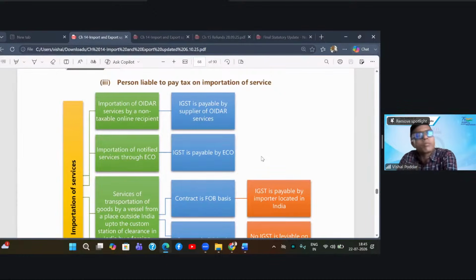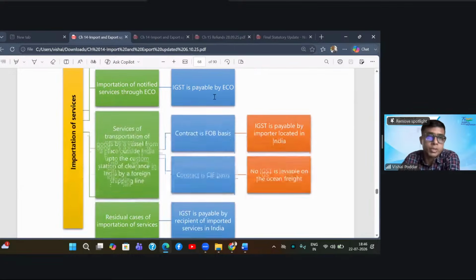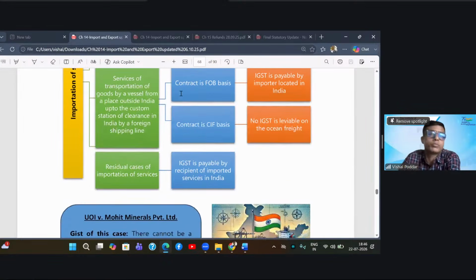Now comes the question: who is the person liable to pay tax in case of importation? First, importation of OIDAR services by a non-taxable online recipient, the tax is payable by the supplier. So here RCM does not apply. Import of notified services through an ECO, again the tax is payable by the ECO.